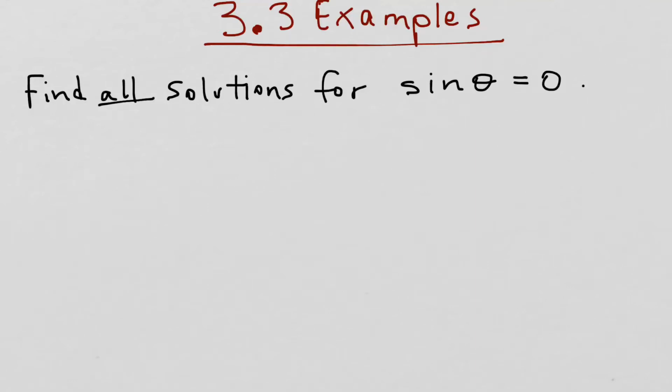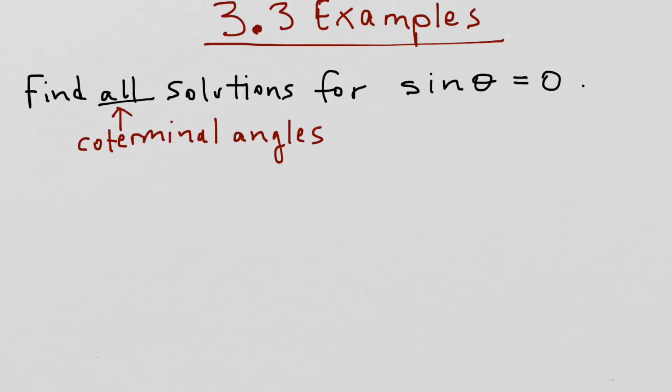So welcome to our video on 3.3 example problems. This type of problem says find all solutions for the equation sine of theta is equal to 0. The keyword "all" indicates that we're looking for coterminal angles, meaning we don't want just one solution between 0 and 2 pi. We want to indicate that there are infinitely many solutions to this equation.